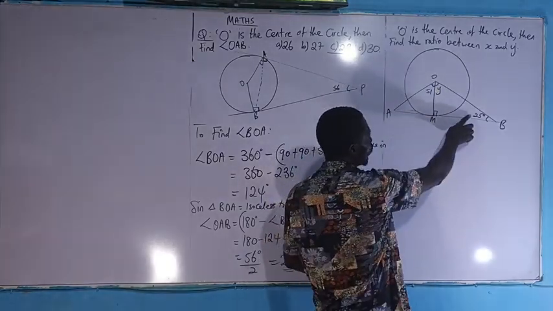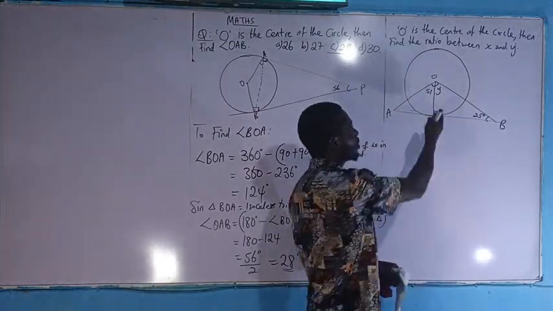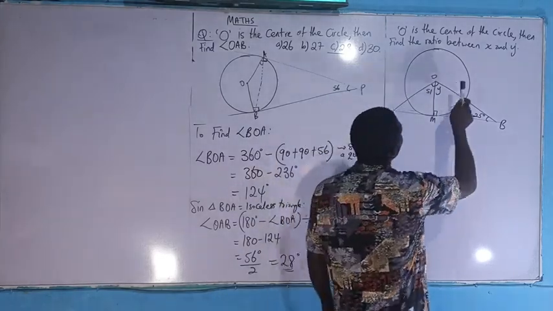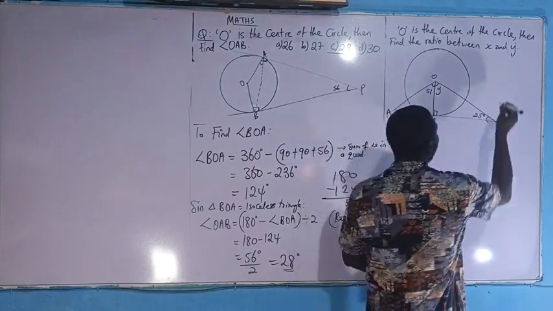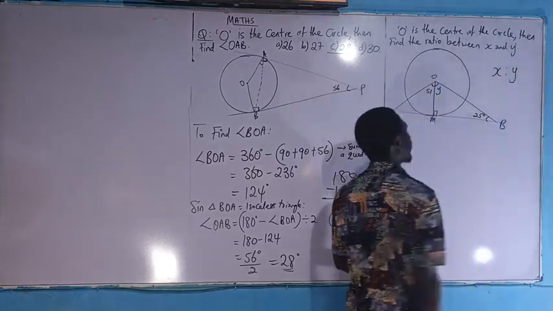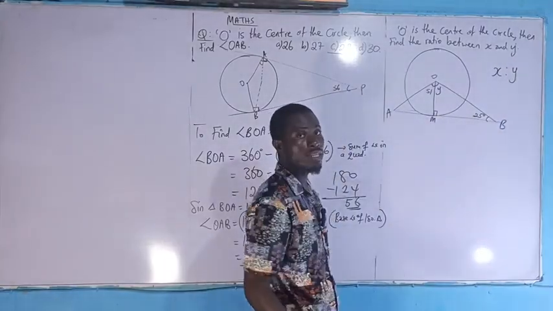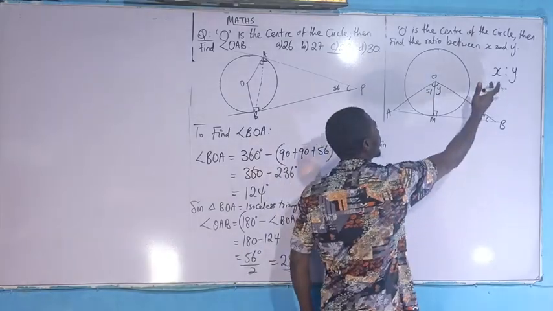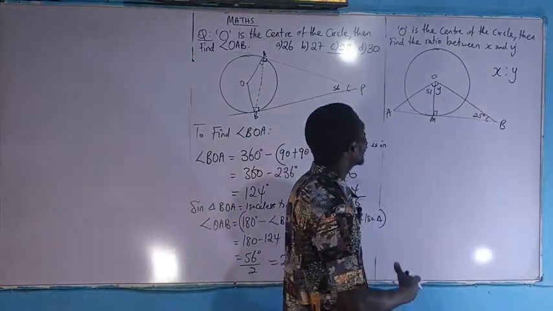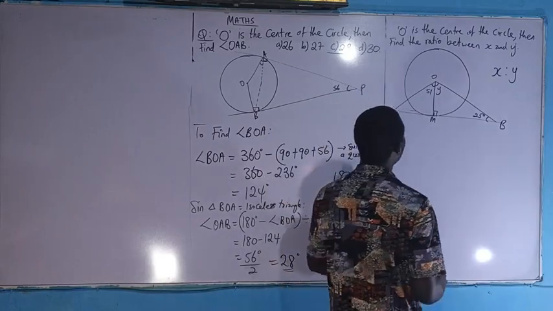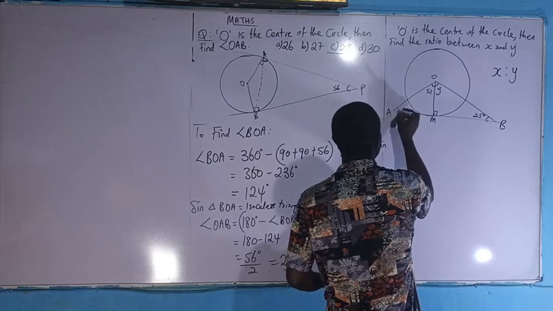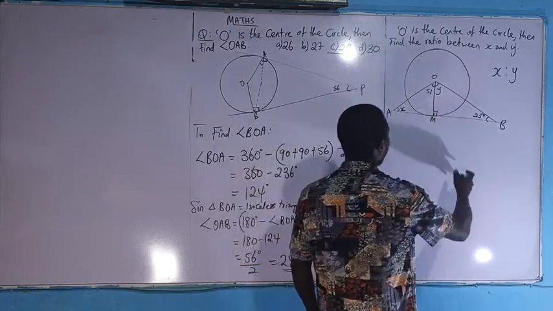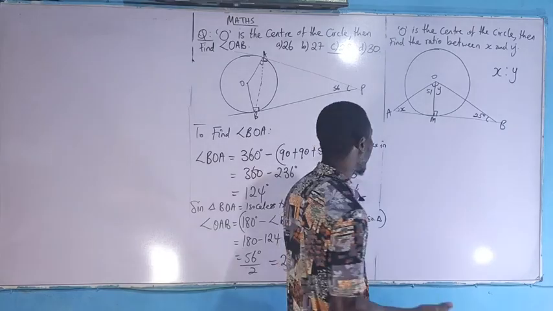So now we have this angle 25 degrees. Here is y and here is 51. We are asked to find the ratio between x and y, such that we have x is to y. What we need to do is to find the value of x and the value of y. So this is our x here. This angle here is x. So we need to find x, find y, and then find the ratio between x and y.